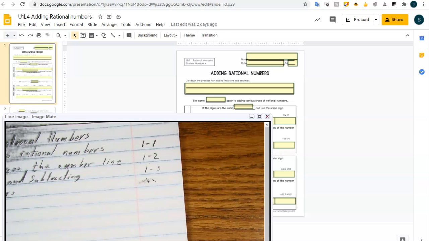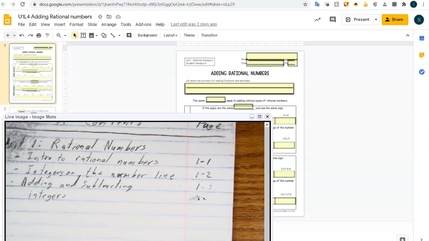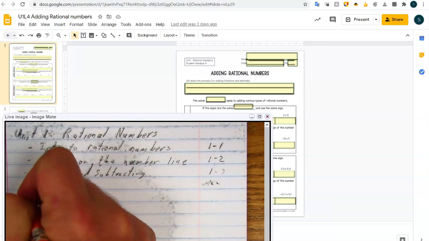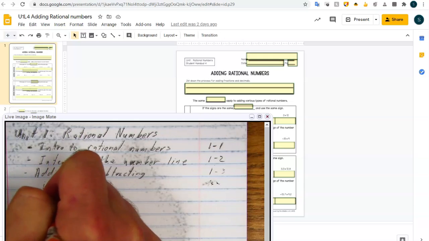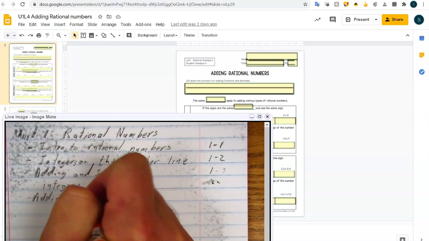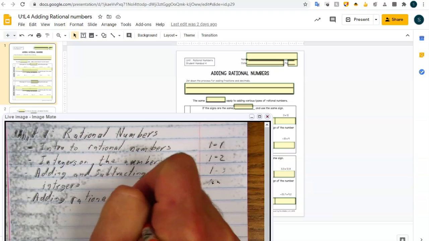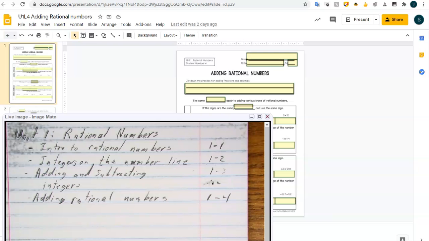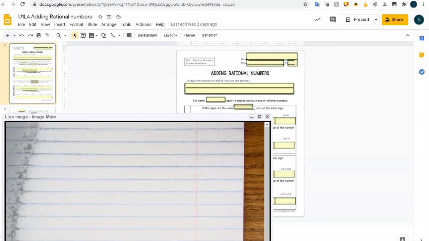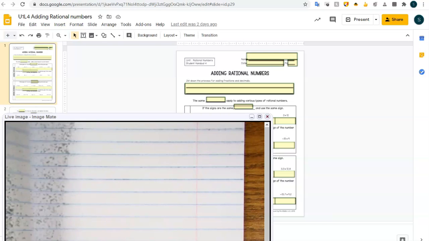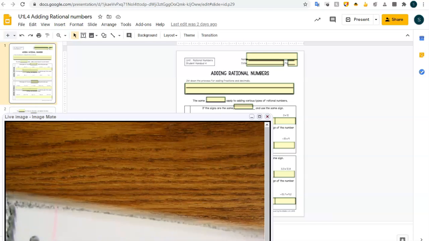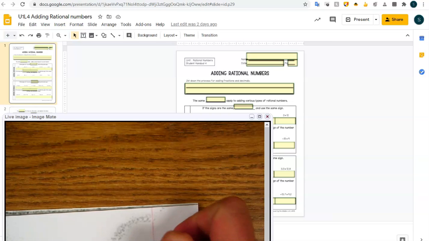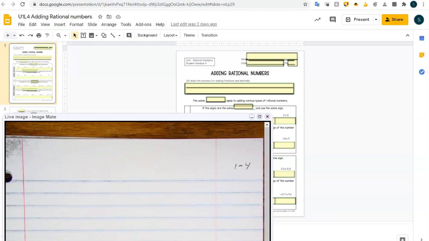All right, it is time for lesson 4. So today we are going to be talking about adding rational numbers. And it's going to be 1-4. All right, so we go to our next page. In our notebooks, 1-4 up in the corner. Adding rational numbers.